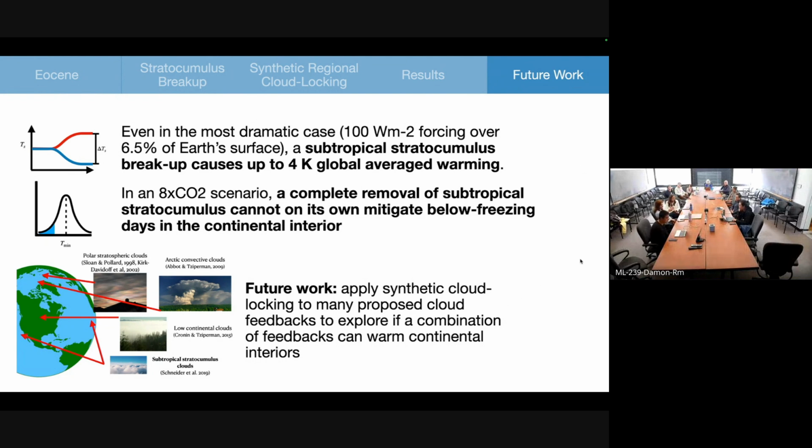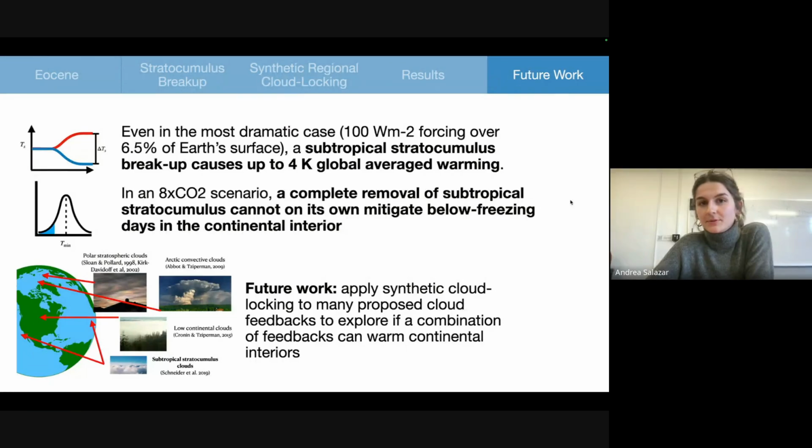Maybe I can ask a quick one. I think you are running the simulation in fully coupled mode, right? That's right. Whether ocean circulation can impact regional temperature at least. Yeah, so we are doing a fully coupled run.